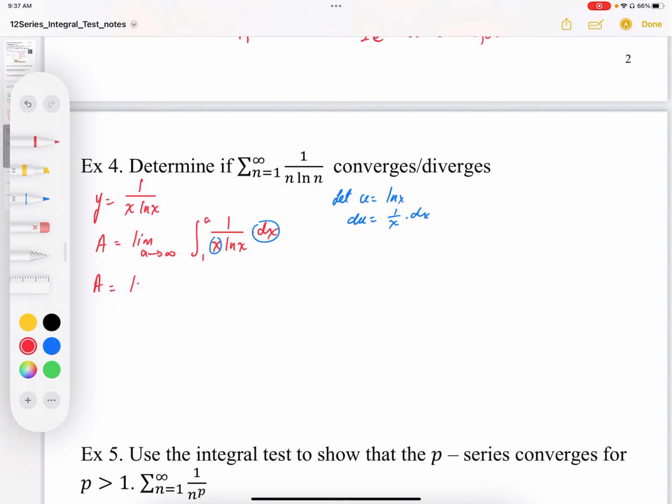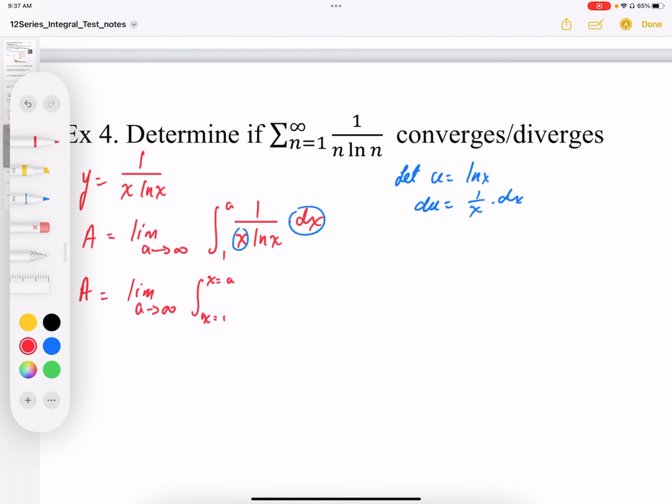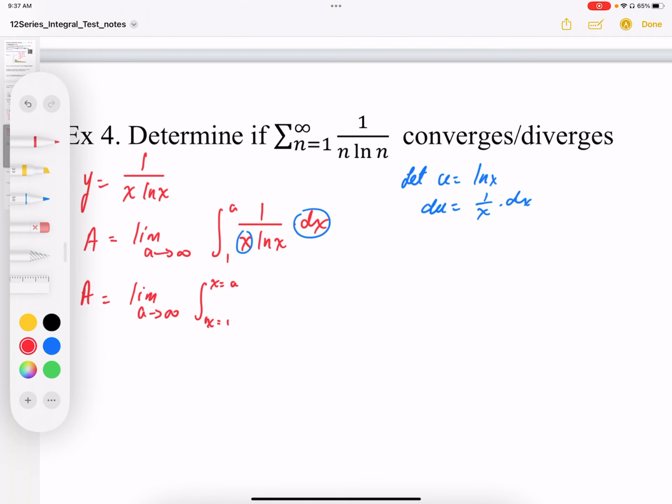So the limit as a approaches infinity of x equals 1 to x equals a, again keeping in mind our bounds are in terms of x's, and then I do my substitution. We're going to replace the 1 over x dx with du, and the log x we're going to replace with u.